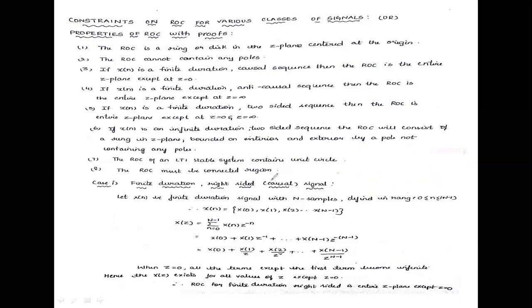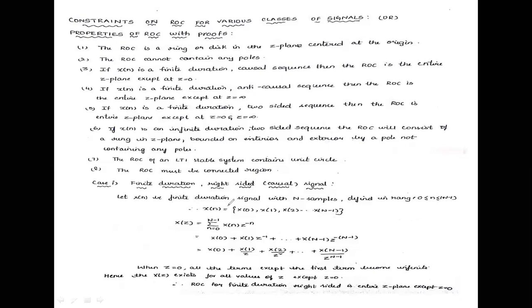And finite duration, the right-hand sided causal sequence. Right-hand sided means definitely that it is causal only. If the values are on the left-hand side, that is an anti-causal. Right and left mean opposite values. Right side values are causal; if there are values on the left-hand side, you can call it an anti-causal signal.